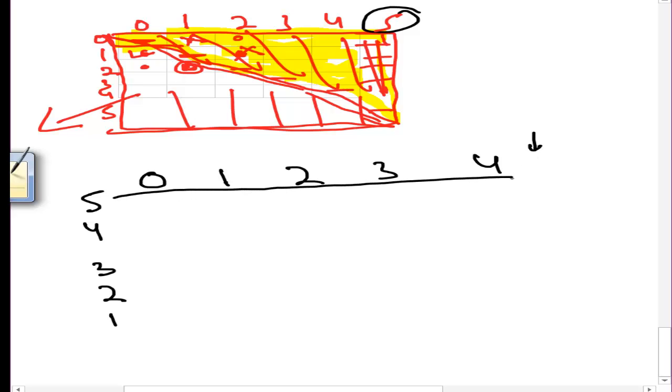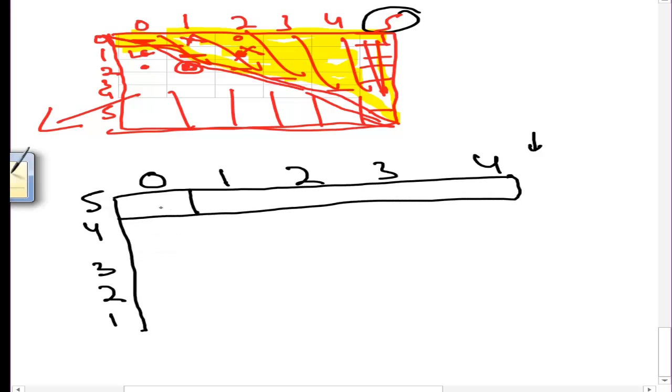So I have a table now. This is my table. Now the first row will be full, because we say 5 with state 0, 5 with state 1, 5 with state 2, 5 with state 3, and 5 with state 4. 5 5 is not there.